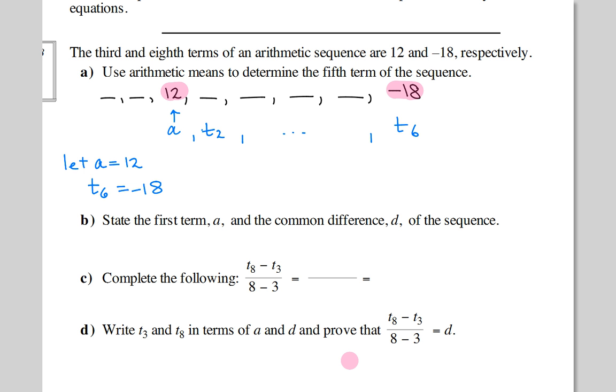And then you guys, how about right now, just go ahead, use your formula and figure out the value for D. Okay? Do that for me right now.